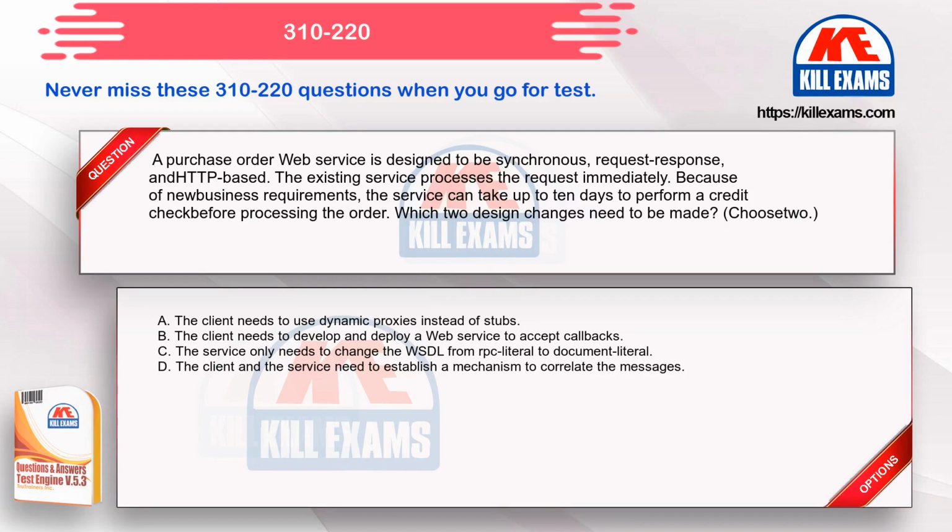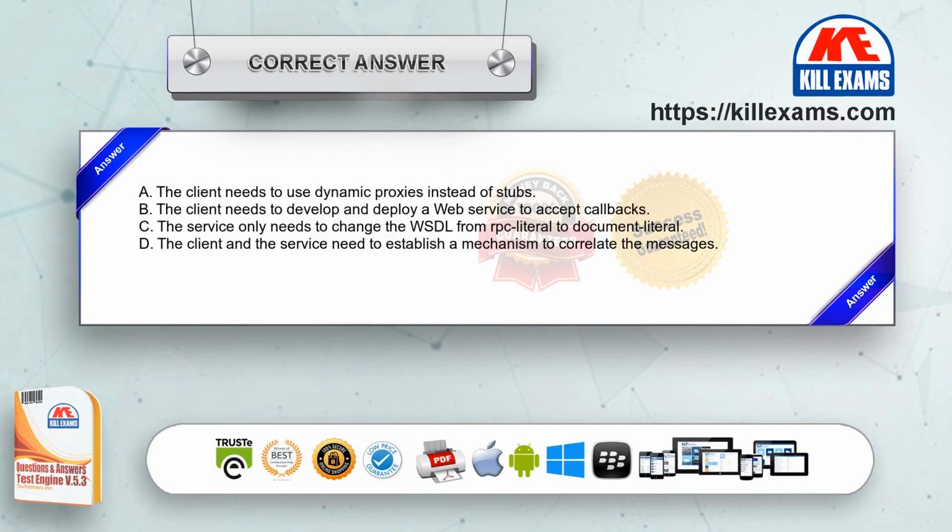Choose 2. Option A. The client needs to use dynamic proxies instead of stubs. Option B. The client needs to develop and deploy a web service to accept callbacks. Option C. The service only needs to change the WSDL from RPC literal to document literal. Option D. The client and the service need to establish a mechanism to correlate the messages. The correct answer is option B, D.